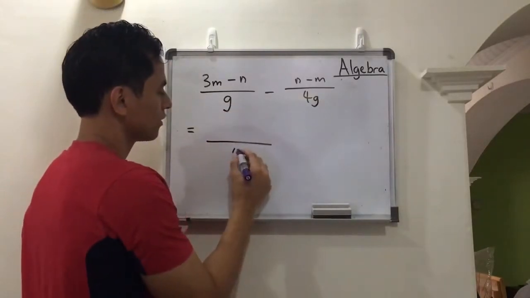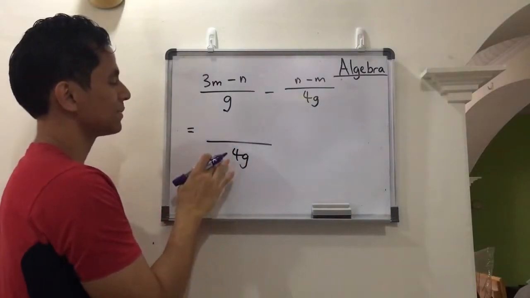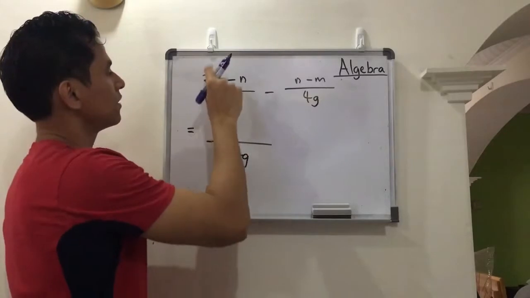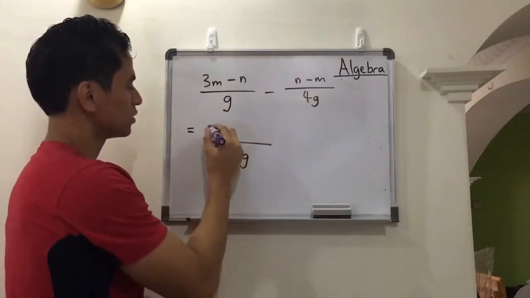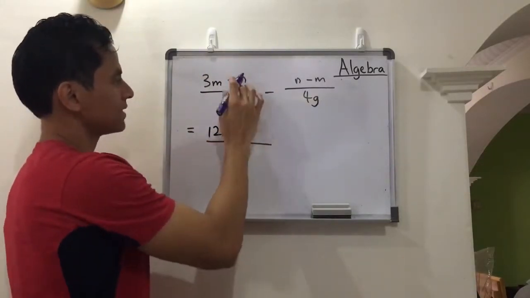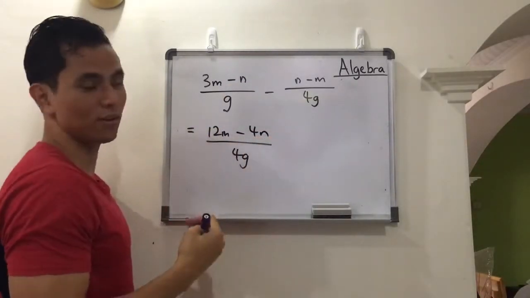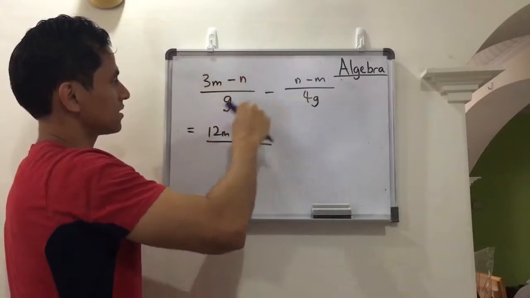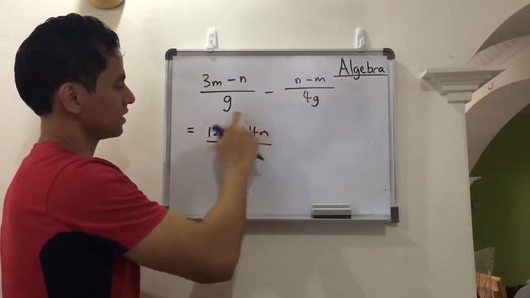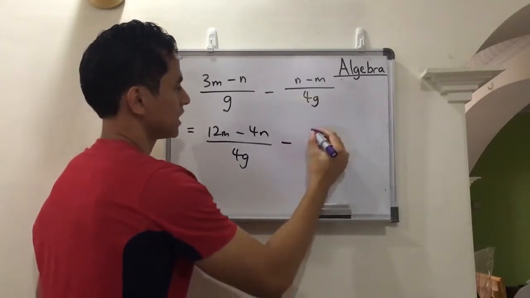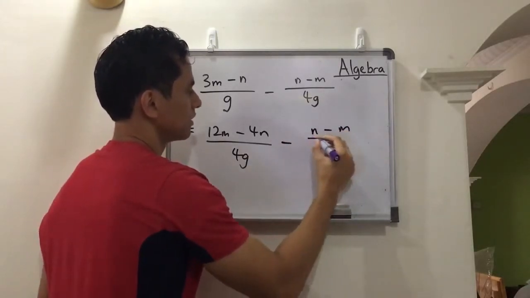So I have a 4g here. And now if I multiply the denominator by 4, I must multiply the numerator by 4. And 3m times 4 gives me 12m. And minus n times 4 gives me negative 4n. So therefore, we have changed this term here successfully to this. And now the denominators are the same. So this just gives me n minus m over 4g.